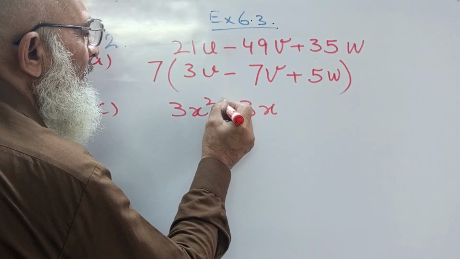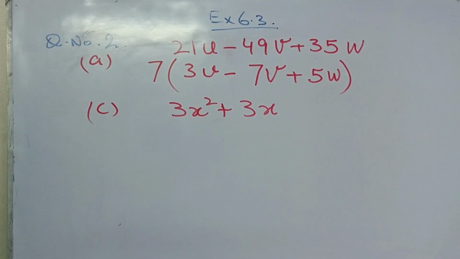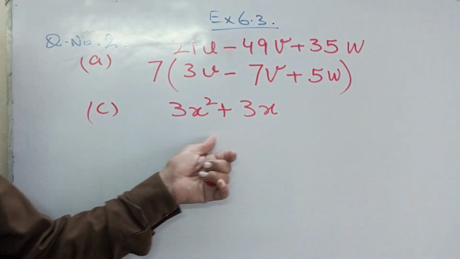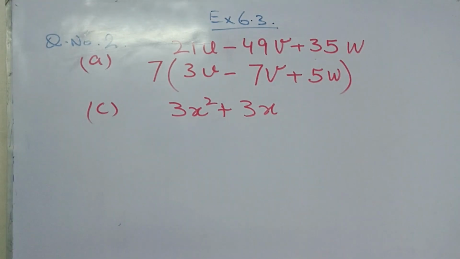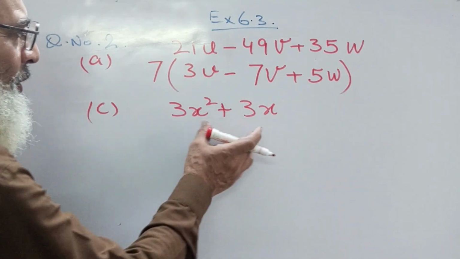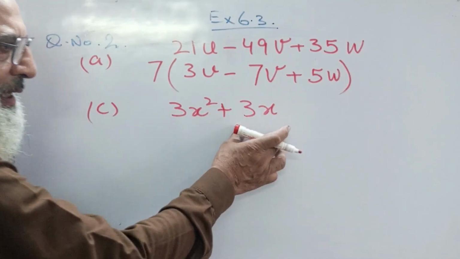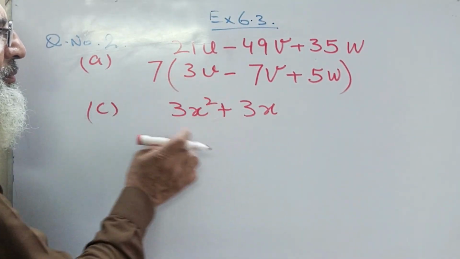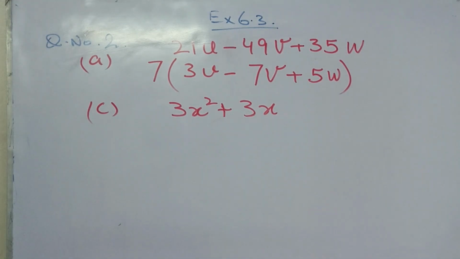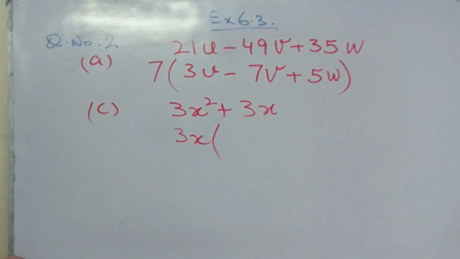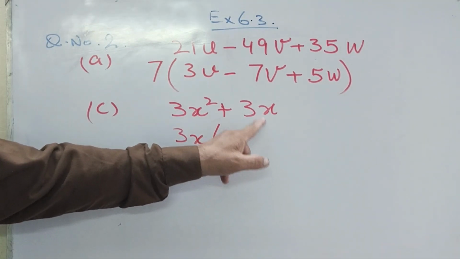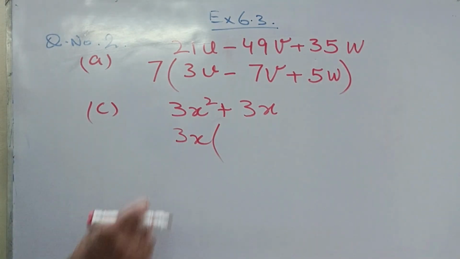Now, as I told you, we have two commons in this part. What are those two commons? You see that the variable is also common, here it is x, here it is x, and the coefficients are also common. So, we can take 3x whole as a common, since 3x is present here and 3x is also present over here. So it will become 3x.